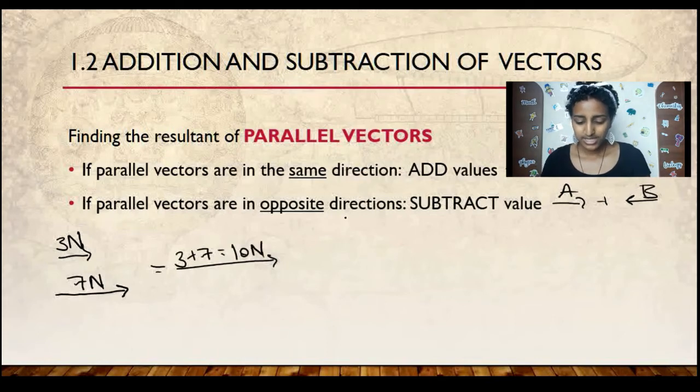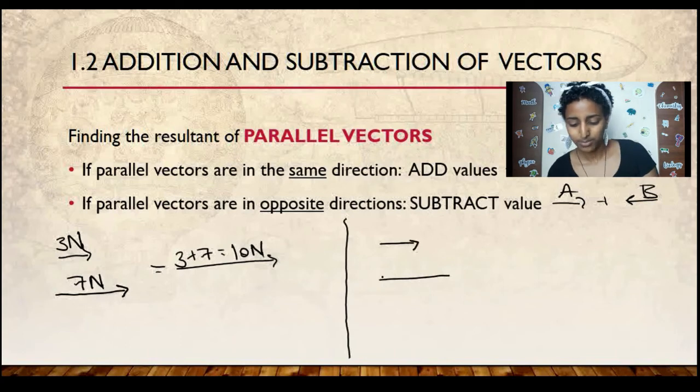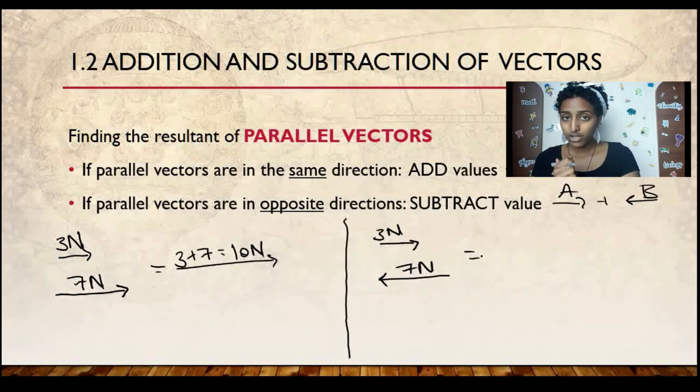Now, let us use the same vectors, 3 and 7 Newton. But let's put these parallel vectors in opposite directions. So the top is still 3 Newton, the bottom is still 7 Newton. Now, we have to first see, are these two vectors parallel? Yes, they're parallel. Are these two vectors in the same direction? No, they are in opposite directions. Therefore, you have to subtract the values, okay?